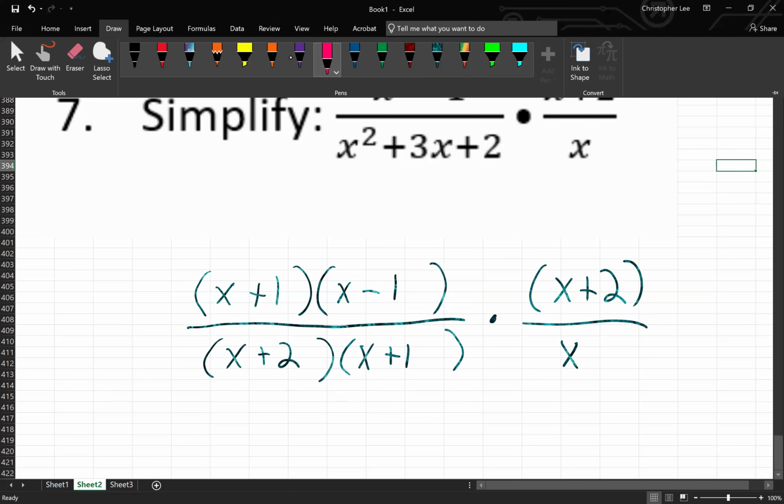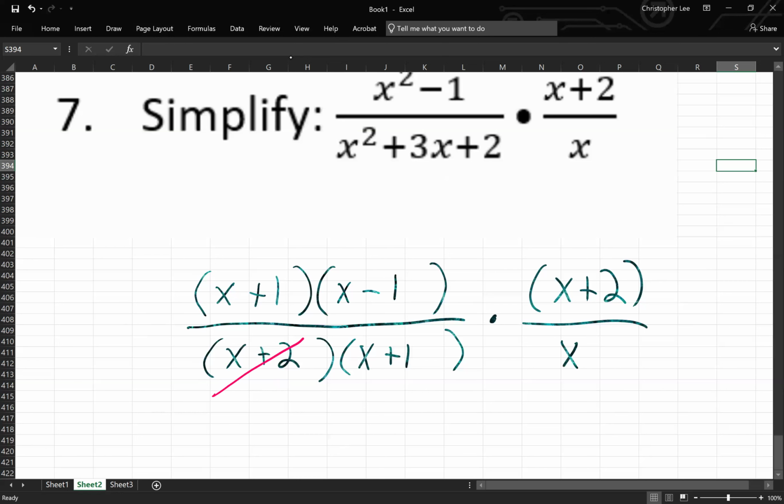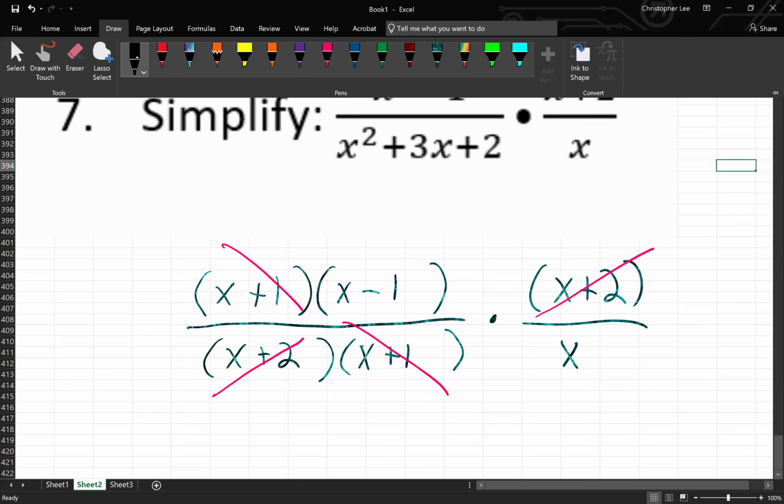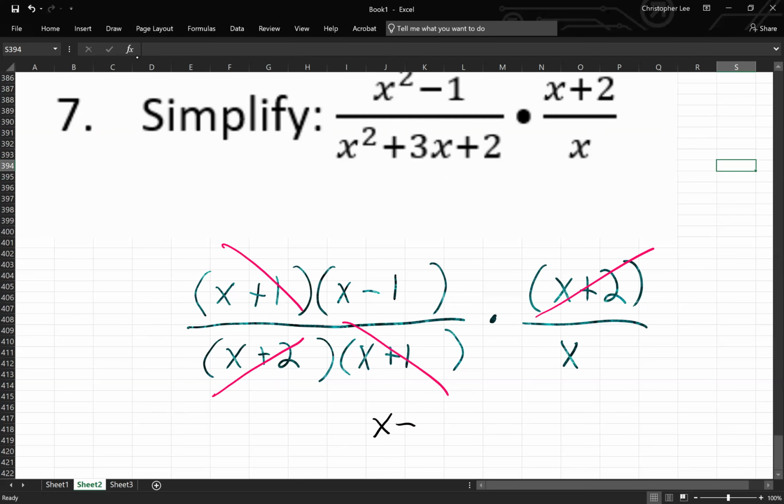Okay, let's cancel it out. Good. What else? I think you would do X plus. Good. So what's left over? Over X, right? That's my full answer. Questions on this?